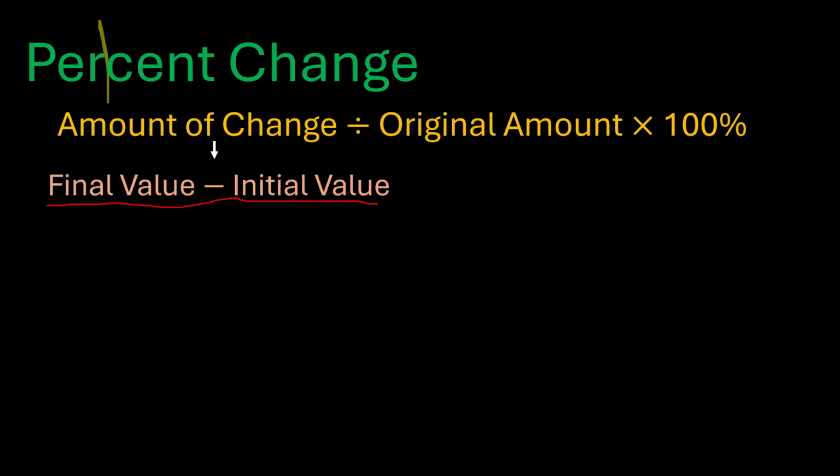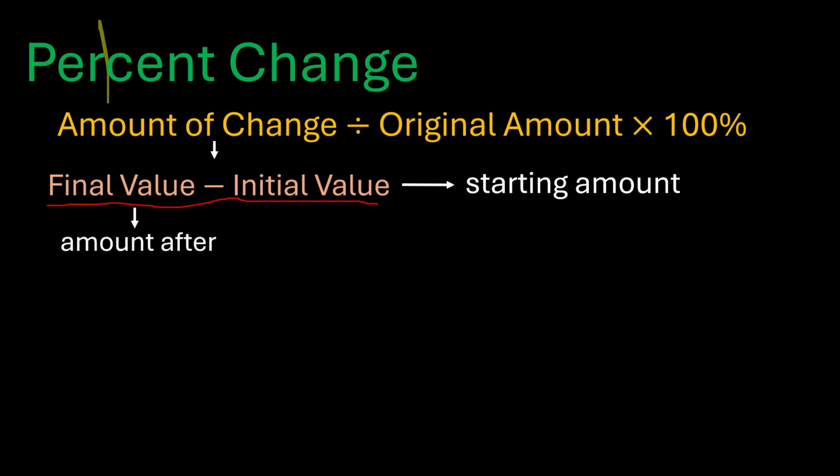Let's think about what this means. The initial value is the starting amount before any change occurred. The final value is the amount after the change occurred. When we subtract these two values, we obtain the difference between them. That difference is called the amount of change. Once we know the amount of change, we compare it to the original amount. Why do we compare it to the original amount? Because the significance of a change depends on where we started.